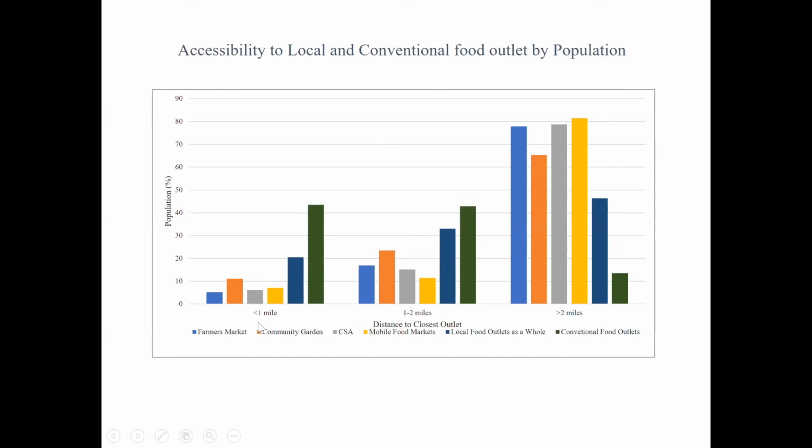And here it just shows within a mile. The green part is the conventional food retailers. Within a mile you serve a little bit over 40%, and local food outlets a little bit over 20%. Again, it's just because local food outlets are about half the number of the conventional food outlets.